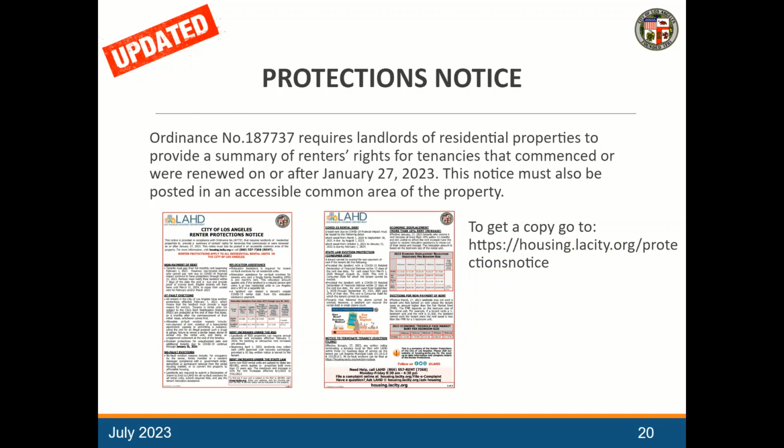One new law effective January of this year is that owners are required to provide the tenants a protection notice. There's two ways that an owner does this. One is by posting a copy of it in a common area at the property. And two is for new tenancies or renewal of tenancies after January of 2023. An owner should give a copy of this form to the tenant. The form can be downloaded at the website indicated on your screen, and it is available in various languages, including Spanish, Russian, and several other languages.